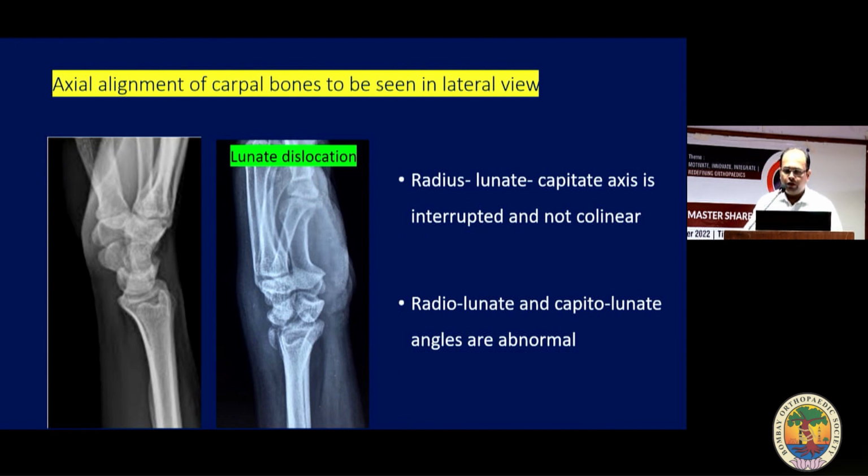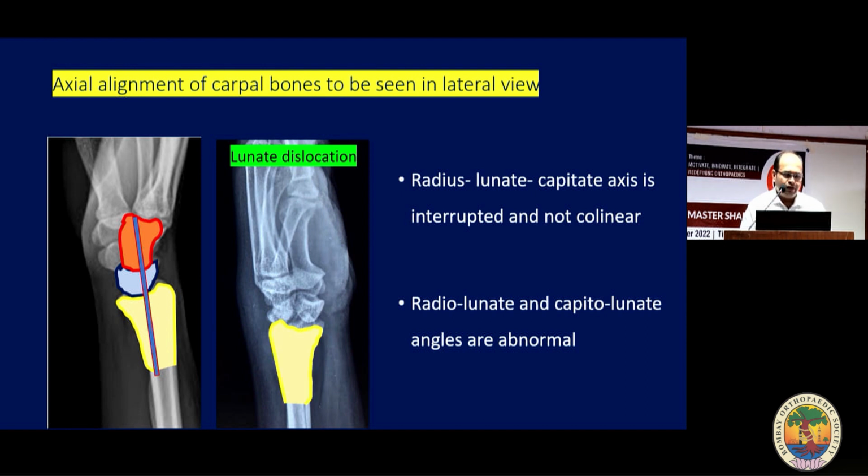Then what do we see on the lateral view? We have to see the alignment of the radius, lunate, and capitate axis, and if possible the third metacarpal, in the same line. This is the distal radius, this is the lunate, and this is the capitate. Usually they are aligned in a straight line. But when there is any lunate pathology, either the lunate is out or the capitate is out of the relation. Here the capitate and radius are probably aligned, and the lunate is out of the picture, which means it is a lunate dislocation.